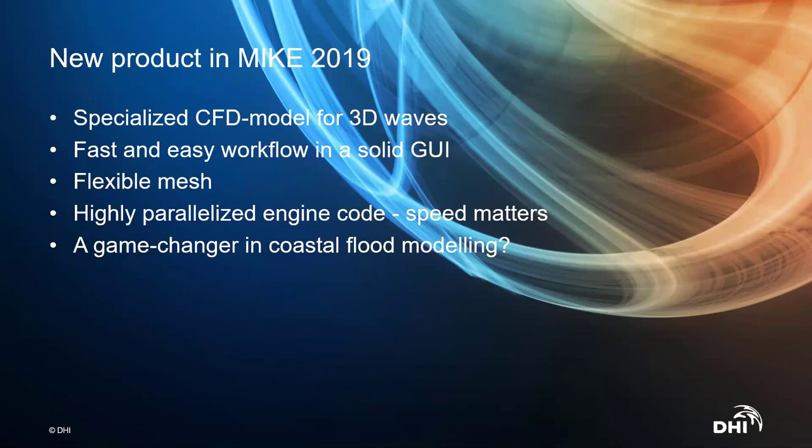Then the engine code has been highly parallelized, meaning that we will experience speed up as we distribute the computational load on multiple cores. And finally, we have also introduced coastal flooding phenomena, meaning that we are able to resolve highly nonlinear effects such as overtopping and flooding. And we will look a bit more into detail about that later on.